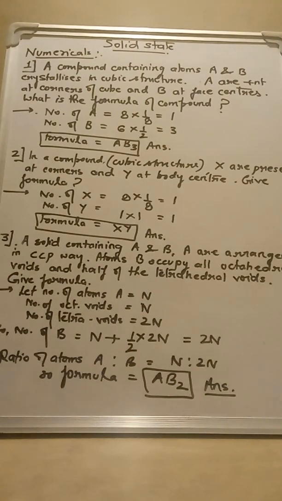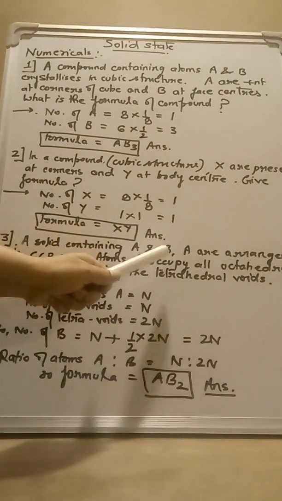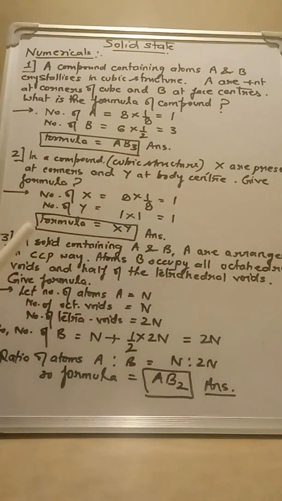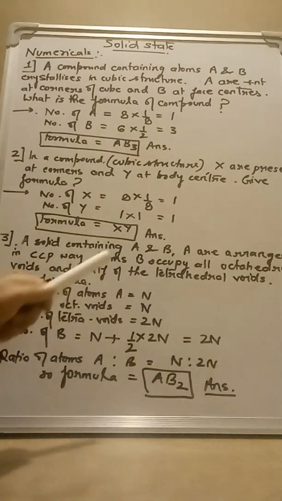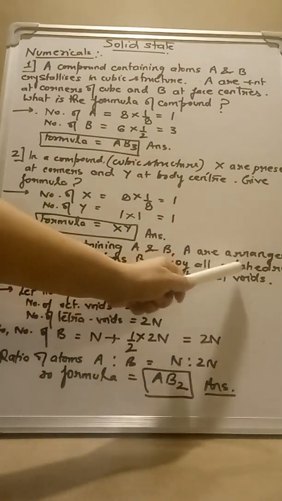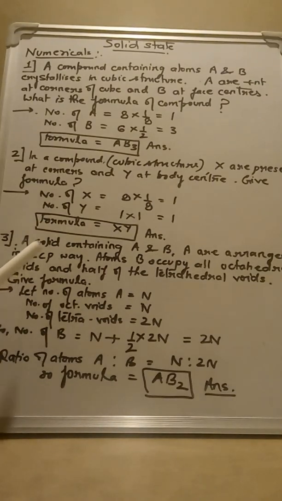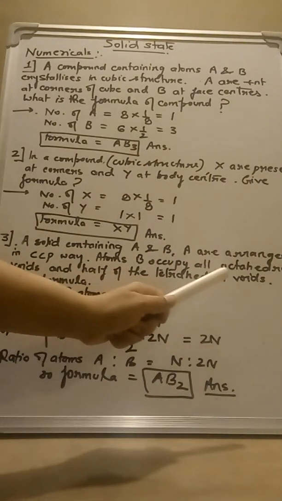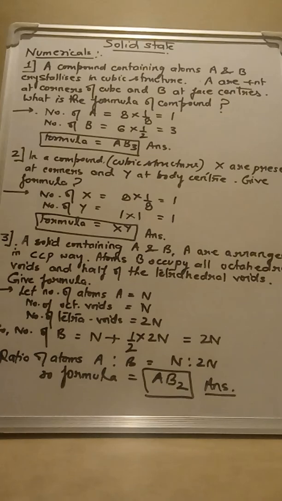Let's see the third kind of questions on formula making, which are based on octahedral and tetrahedral voids. Let us see the question now. A solid containing A and B, A are arranged in CCP way. CCP means cubic close packing way. And atoms B occupy all the octahedral voids and half of the tetrahedral voids. You have to give the formula.